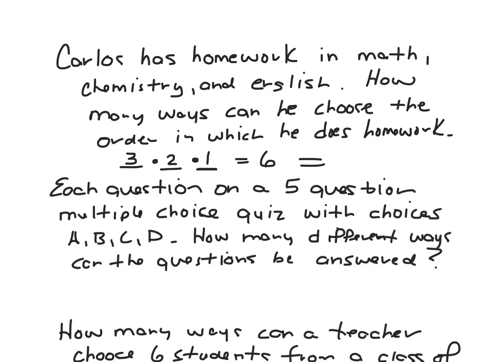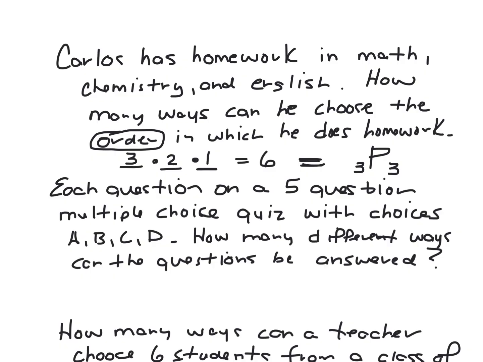In this case, order is important. We could have also done this by permutation. There's 3 subjects and I'm choosing 3 of them. And permutation 3 choose 3 is the same as 3 times 2 times 1, or 6. Those 3 would be math, chemistry, English; math, English, chemistry; chemistry, math, English; chemistry, English, math; English, math, chemistry; English, chemistry, math. Those would be the 6 different ways.